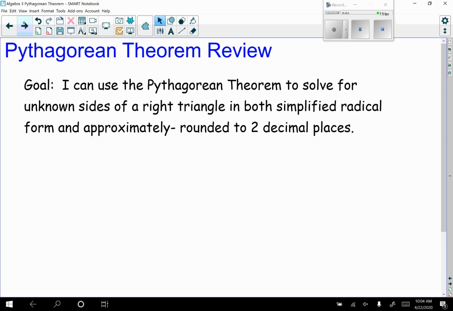The Pythagorean theorem review. The goal here is just to be able to use this theorem to solve for unknown sides of a right triangle in both simplified radical form and then approximate form. So you're going to need a calculator to approximate these values. We're always just going to round to 2 decimal places, so make sure that we're rounding correctly.